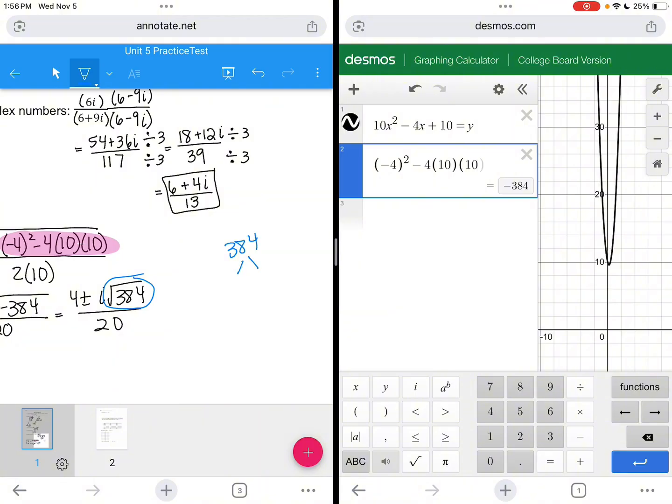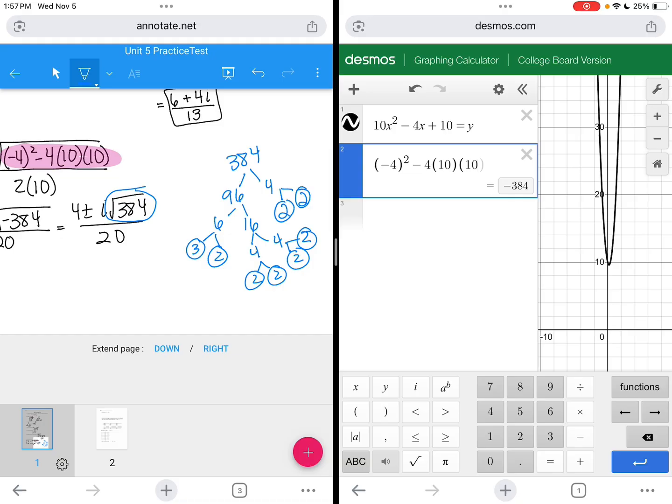384 will break down into 96 and 4. 4 breaks down to 2 and 2. 96 will break down to 6 and 16. 3 and 2. 4 and 4, which both break down to 2 and 2. So I know I can simplify my square root. I got a 2, and another one, and another one, and now I'm left with a 3 times 2. So it's going to be 8 root 6.